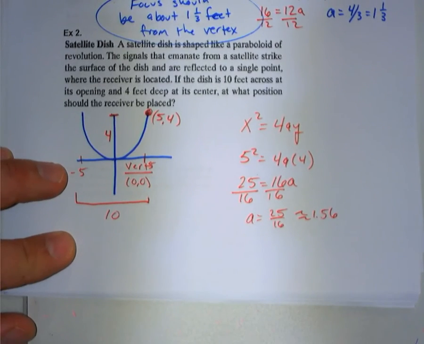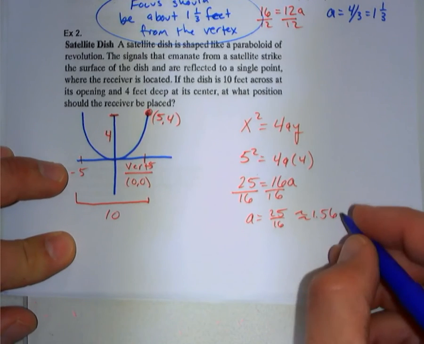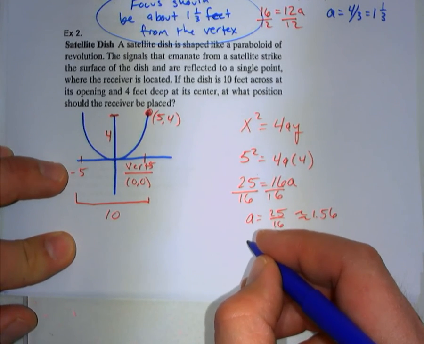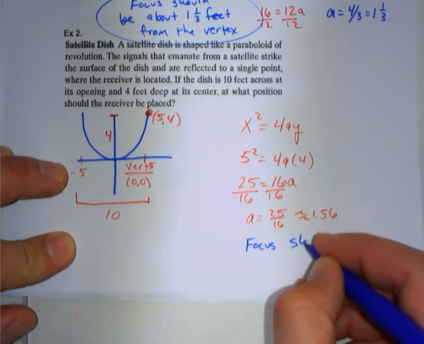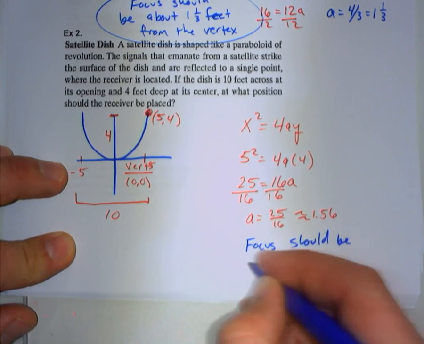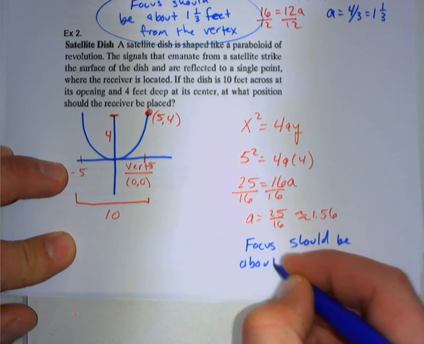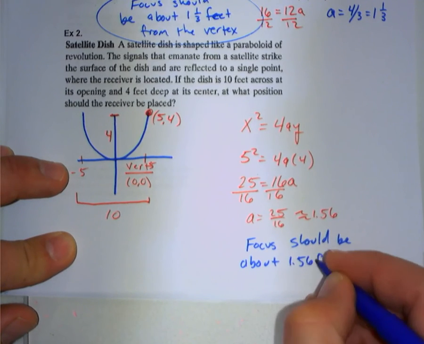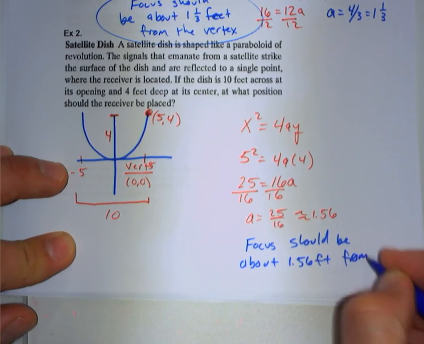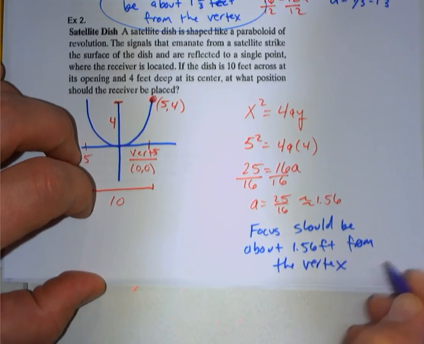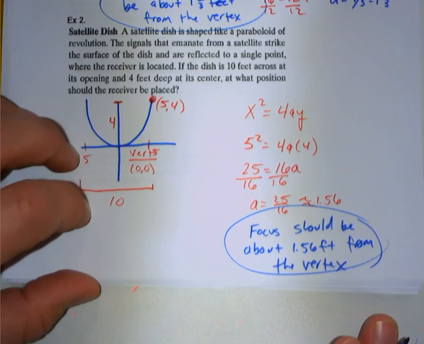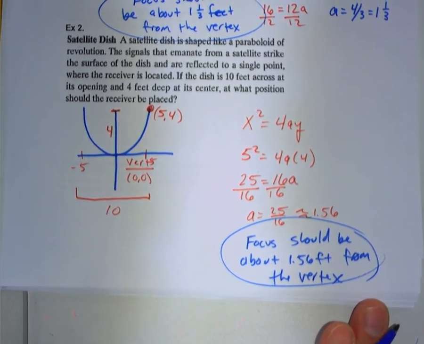So again, have some kind of descriptor. So that focus or receiver should be 1.56 feet from the base or from the center or from that vertex. Okay, easy peasy, lemon squeezy.